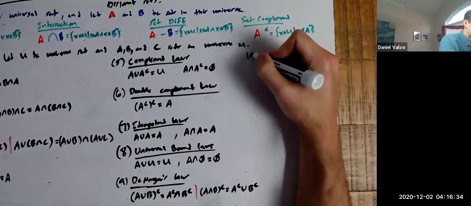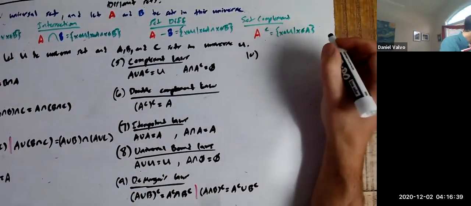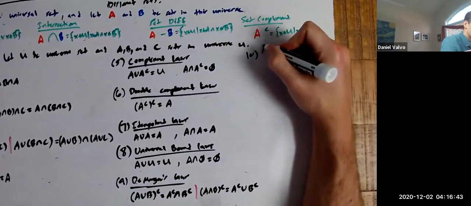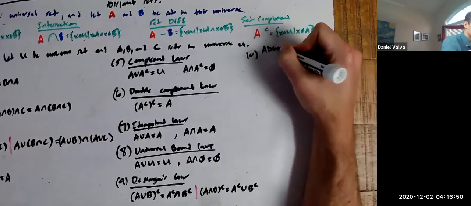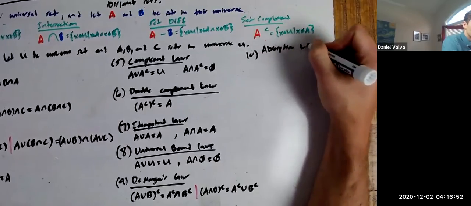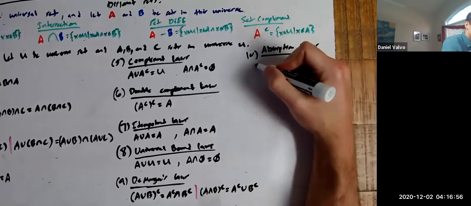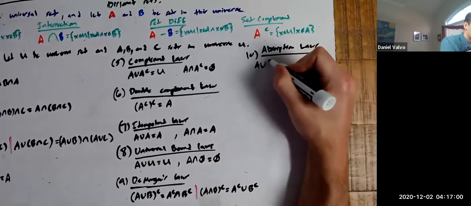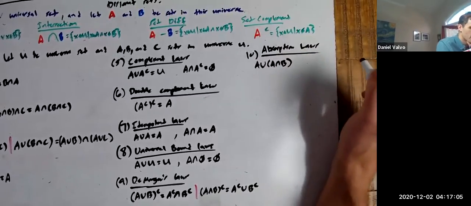And then we're going to have 10. Well, actually, yeah. So 10 is going to be, this is called the absorption laws. And they go like this. Now these are kind of the interesting ones that you hardly ever use, but I just want to show you guys. A union A intersect B.